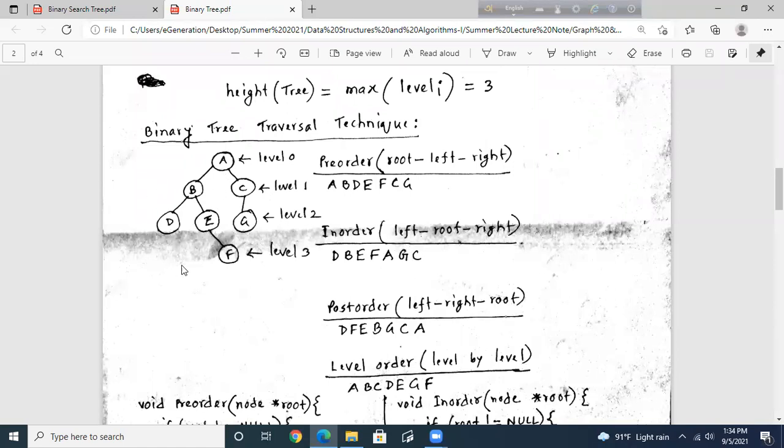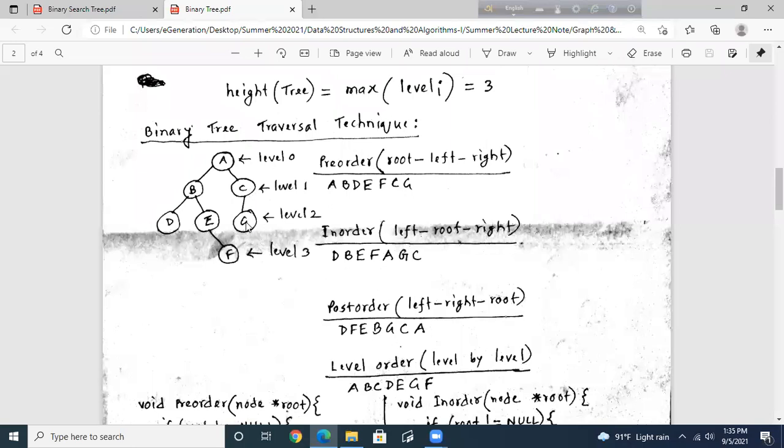Now left of A is completed. Since I have completed left of A, now I have to complete the right of A. So in the right of A, again you have to go for left until left is not available. So that node is G.